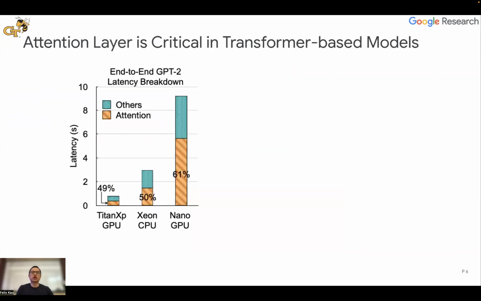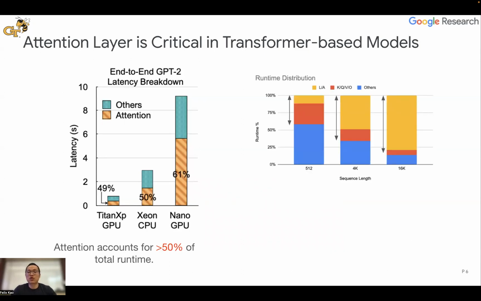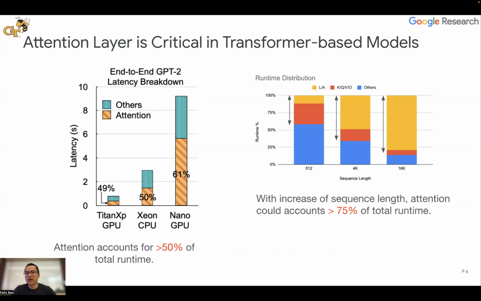So why is it critical to accelerate the attention layer? If we deploy an end-to-end attention model to different platforms, we can see that the attention layer consistently accounts for more than 50% of the runtime. If we increase the sequence length, the attention layer accounts for more and more runtime. And if you notice, the larger the sequence length, the yellow bar contributes most of the runtime.